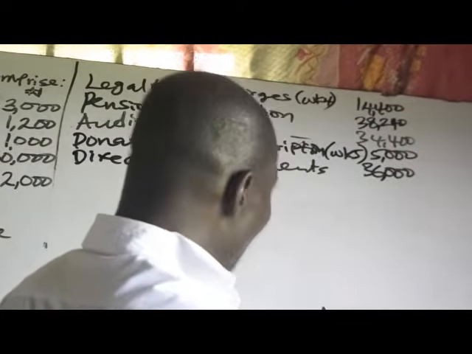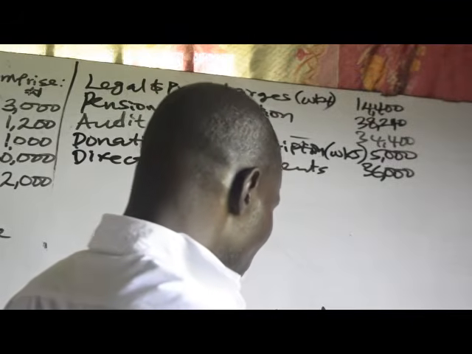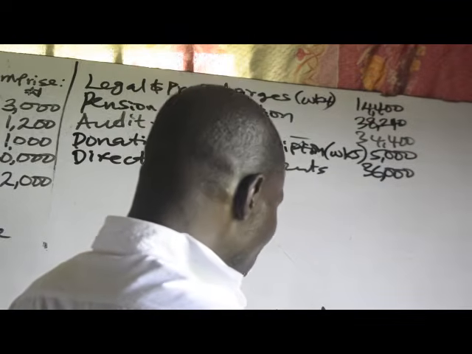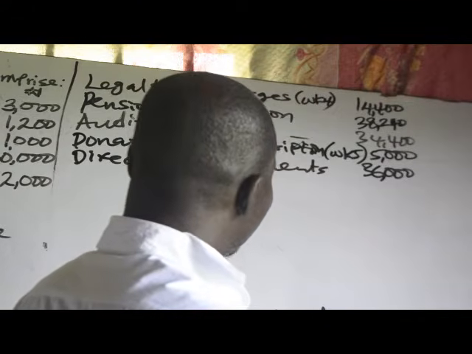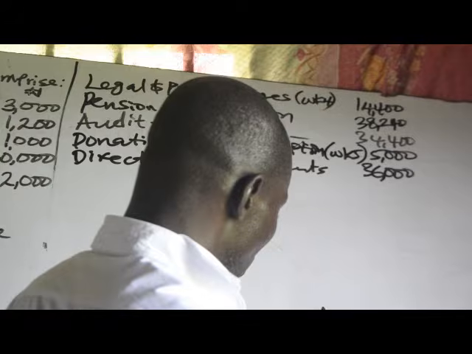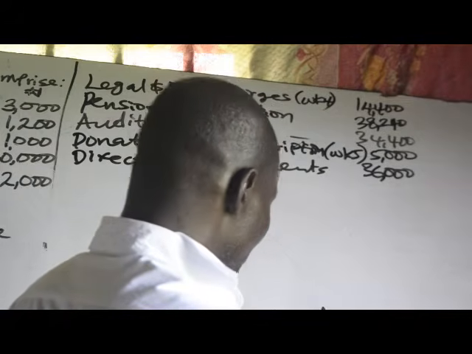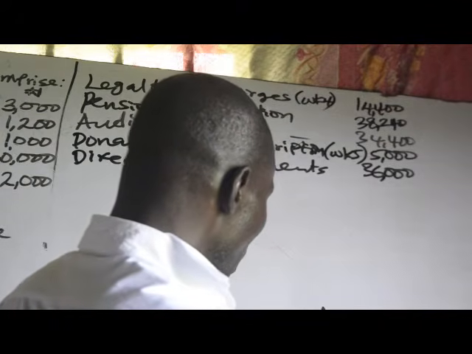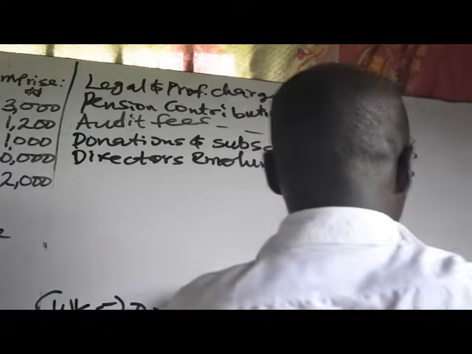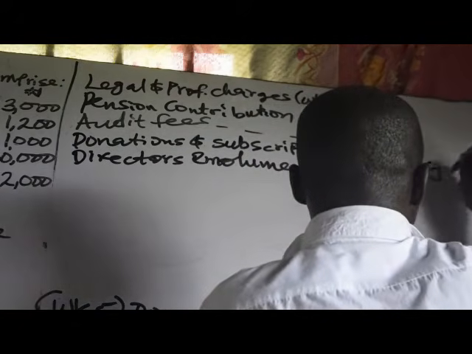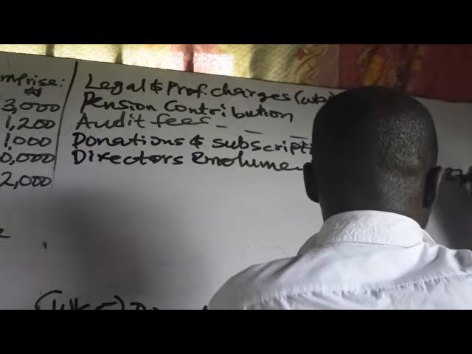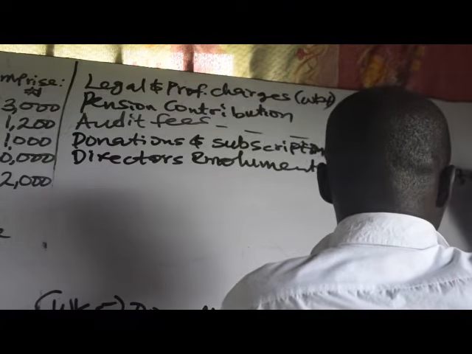plus 38,240 plus 34,400 plus 5,000 plus 36,000. The total of all allowable expenses is 787,640.